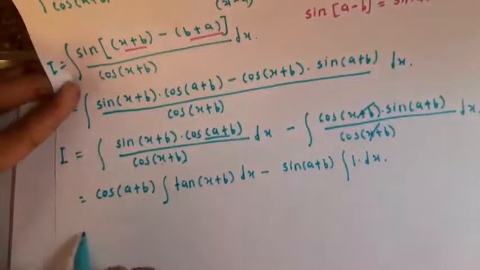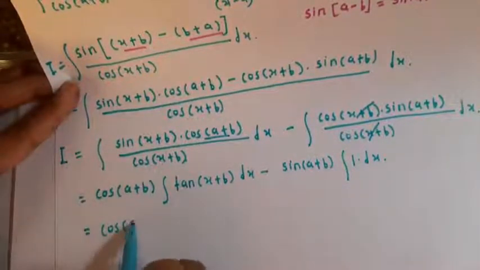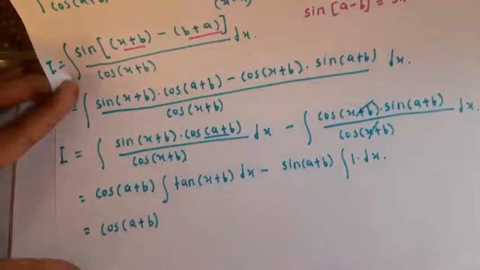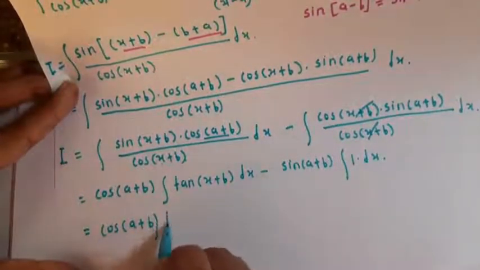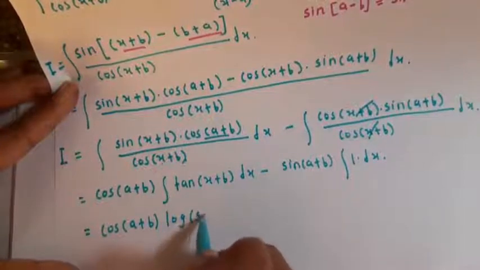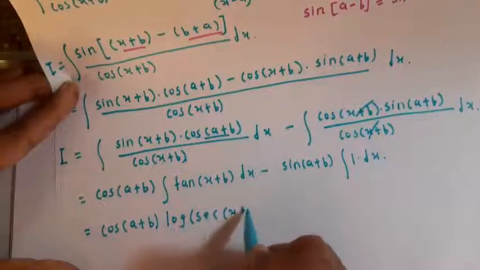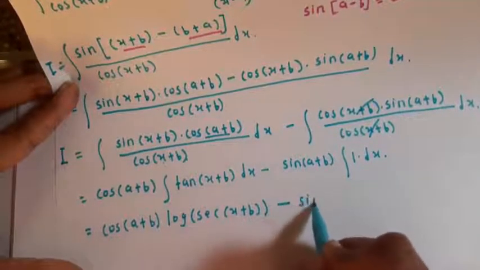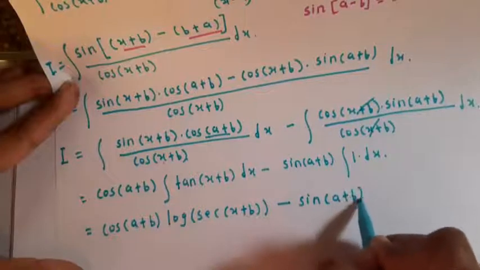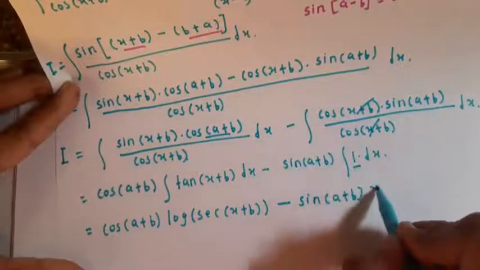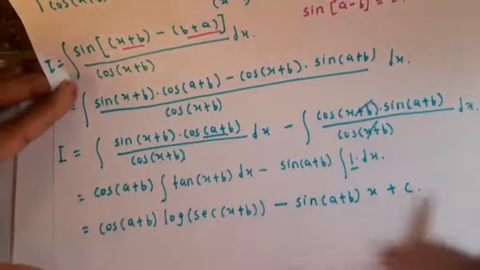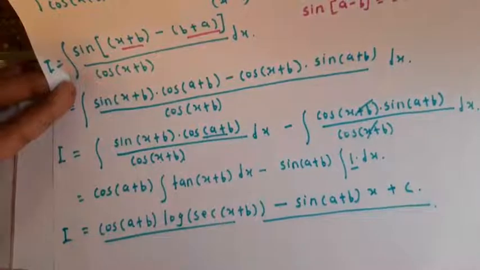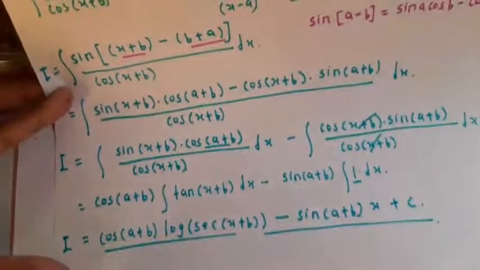Okay students, so here cos of a plus b times the integration of tan of (x plus b), that is by using the formula, log of sec of (x plus b), minus sin of a plus b times the integration of 1 with respect to x, which is x plus constant of integration c, and this is our integration. Okay students, in this way we have to solve the problem.